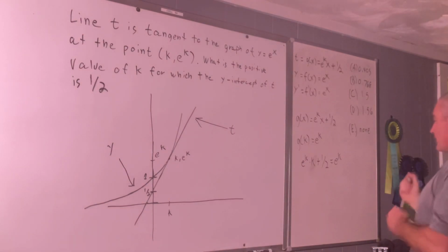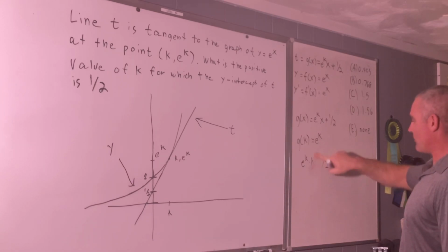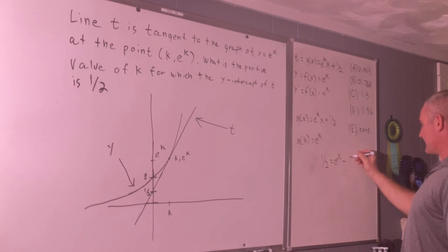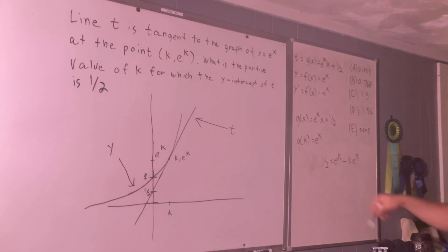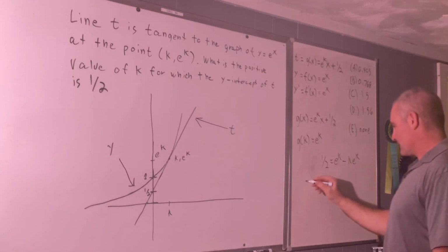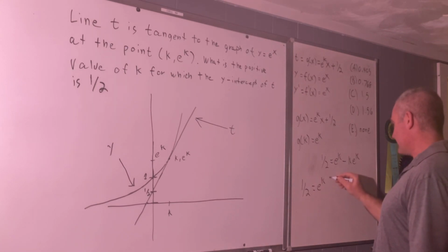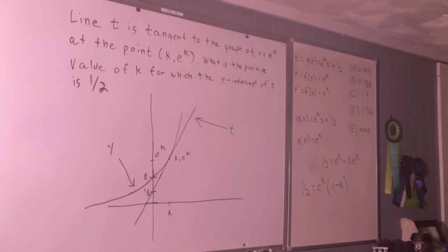Okay. So let's subtract k e to the k from both sides of this equation. Minus k e to the k. All right, that's the same equation we just had. All right, let's factor out an e to the k. This is how you solve things. So that means we have 1/2 is equal to e to the k times 1 minus k. Just factored out that e to the k.